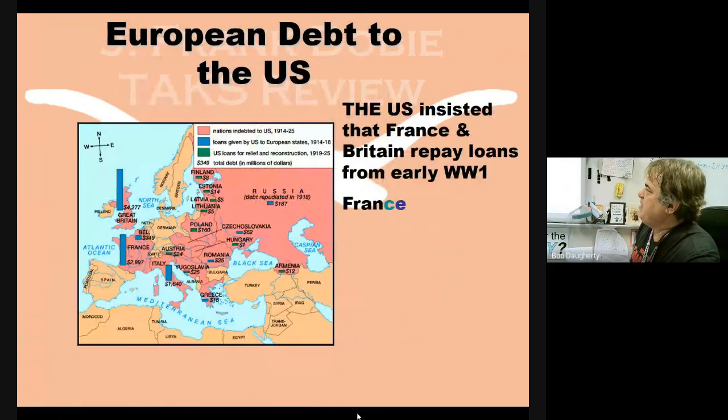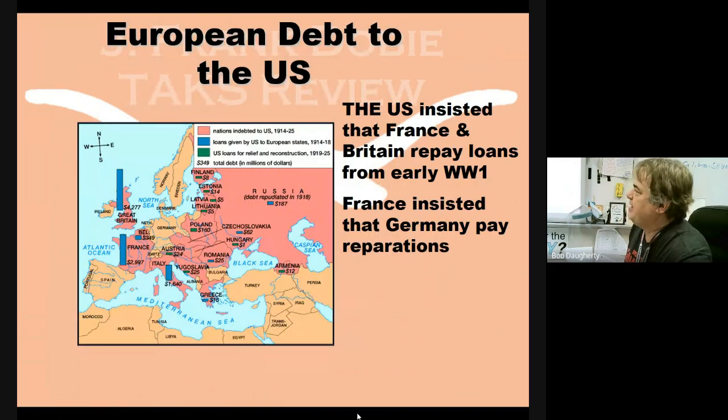Here's the other issue. Now, remember, one of the things that we had required, y'all, was that the French and the British repay the loans. The trouble is they didn't have the money. They had gone broke fighting World War I. And as a result, the French especially, but the British too, insisted the Germans pay reparations. One of the big reasons is they had to pay the money back to us.